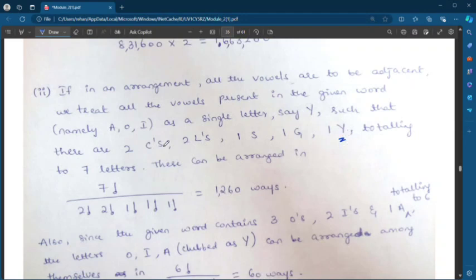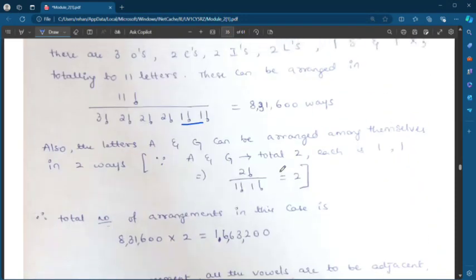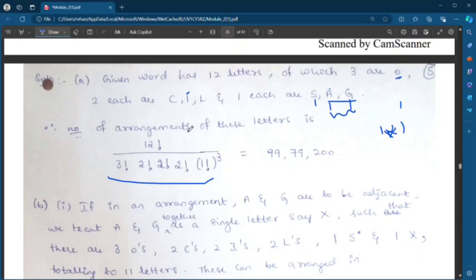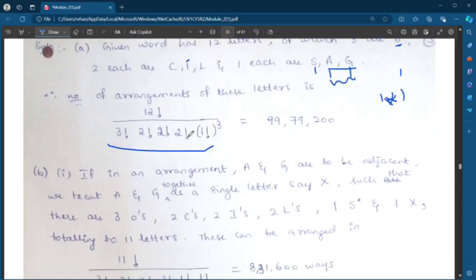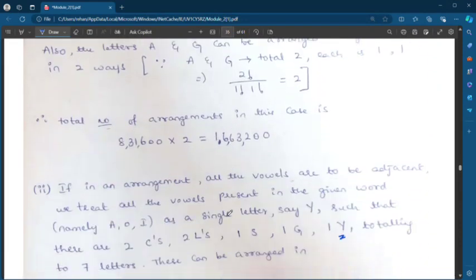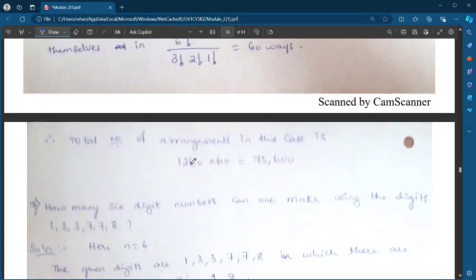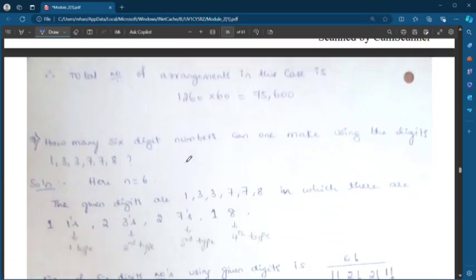Now I have to find how many. 1, 2, 3, 4, 5, 6, 7. Total letters will become 7. Here, total 12 letters were there. In this, what I am doing, I am removing O. How many times was O there? 3 times, right? I will remove 3. I will remove 2 times of I. I will remove 1 time of A. How many times are the L's there? I will remove all of them and just add one Y like that. That's it. It's very simple. If you see it, you should be able to understand.